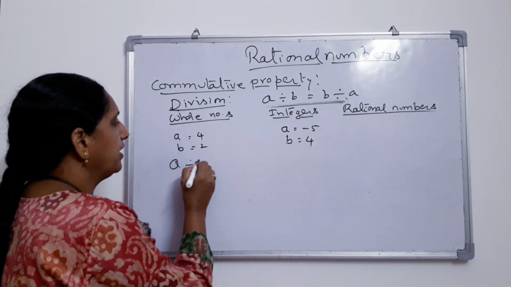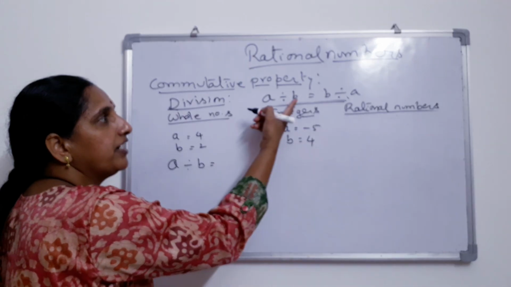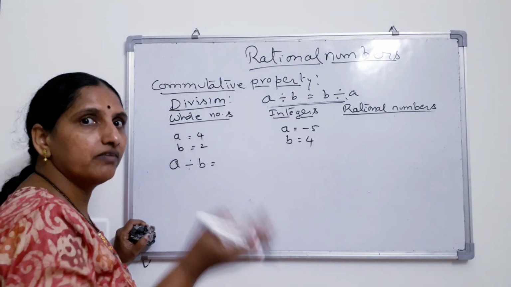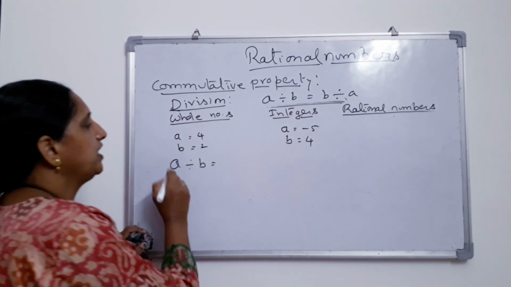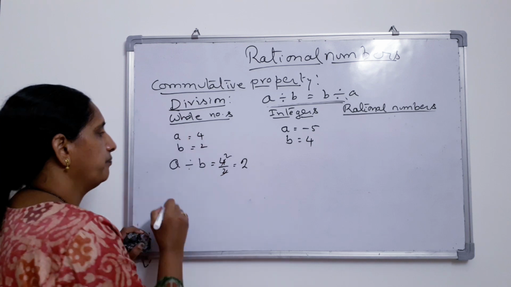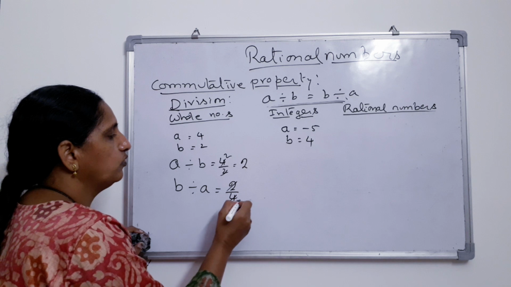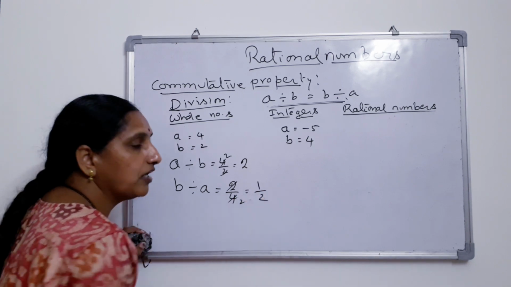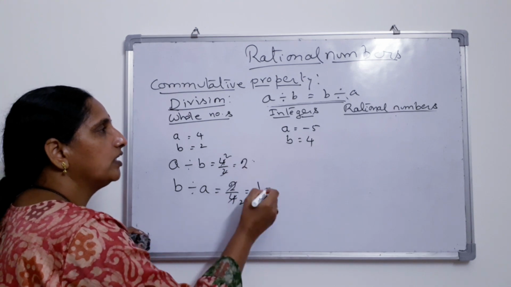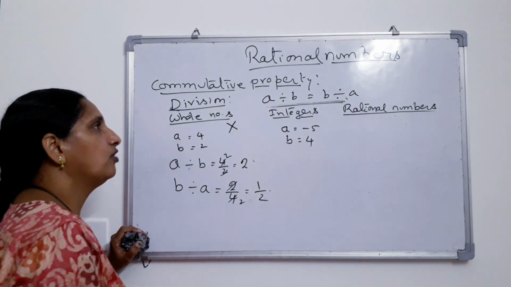A divided by B is equal to... because in case of division, what is the commutative property? A divided by B must be equal to B divided by A. If it is equal, it is obeyed. If it is not equal, it is not obeyed. So A divided by B is 4 by 2, 2 times, so 2. B divided by A, 2 by 4, now 4 is in the denominator, so you got the value to be 1 by 2. Very clear, these two are not equal, so therefore this is not obeying the division commutative property.